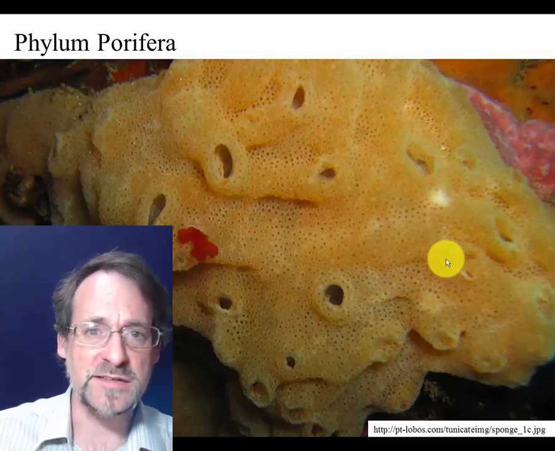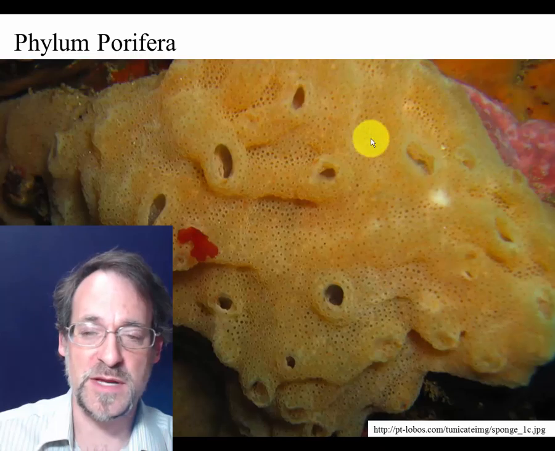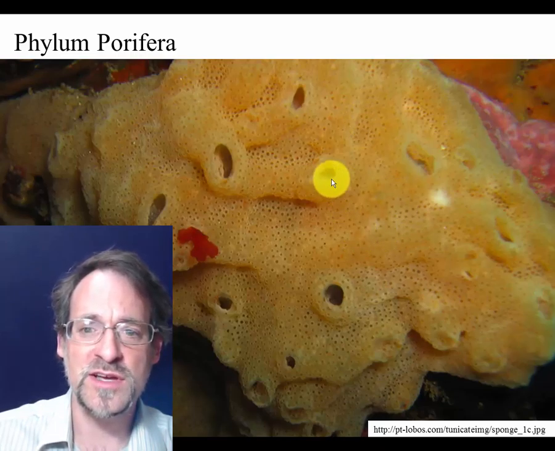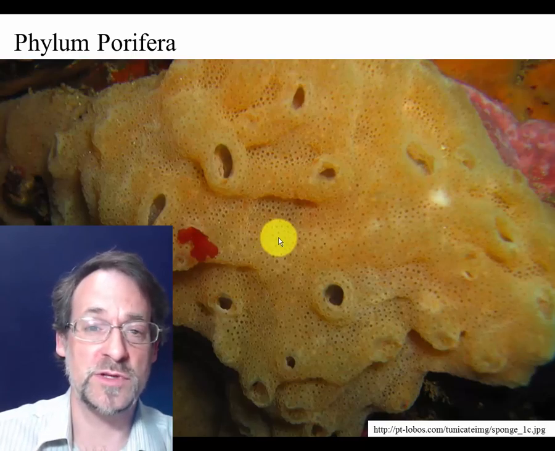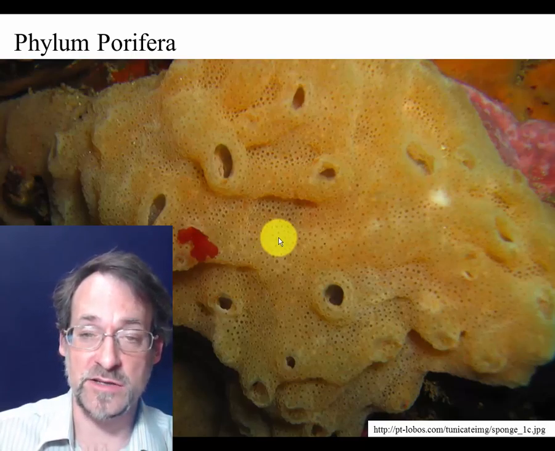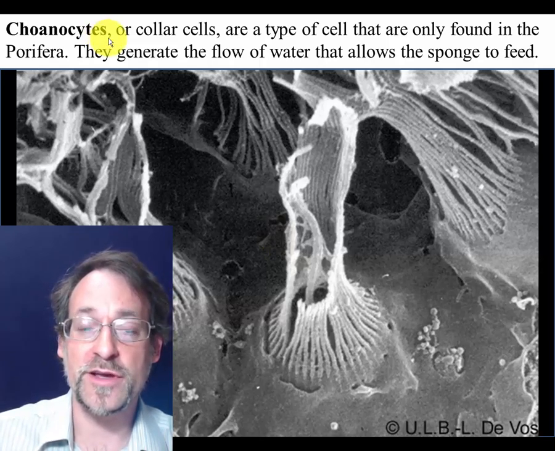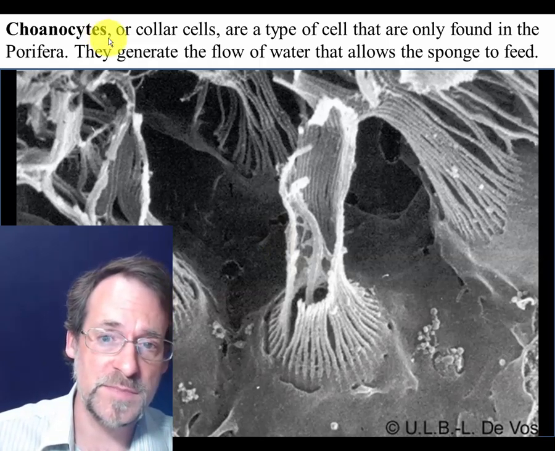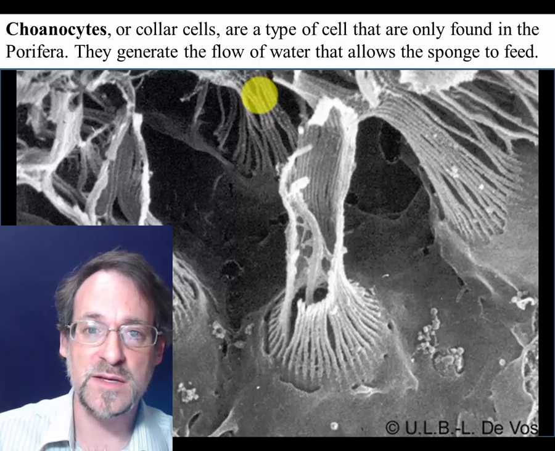On the outside, they don't look like much. What you basically see is a big mass. You can see some little holes and some big ones. To see how a sponge works and what it's really made of, you need to get down at the cellular level. There is a type of cell called the choanocyte, or the collar cell, that is only found in sponges, and this is basically how the sponge makes its living.